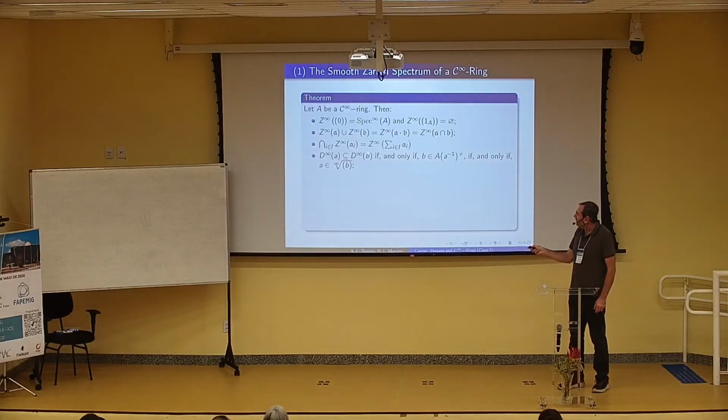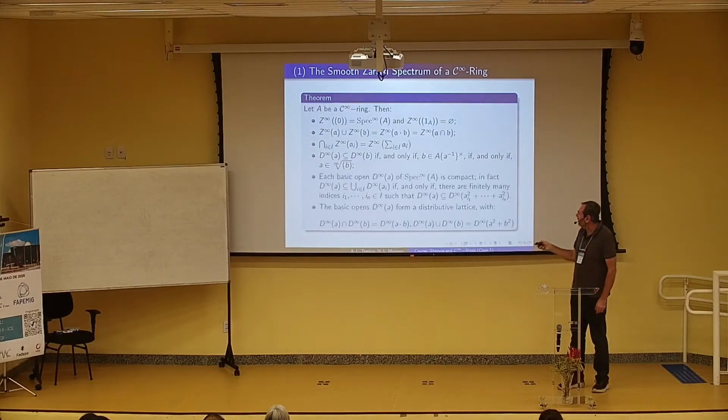Essa inclusão, como acontece no caso da álgebra comutativa, também é caracterizada em termos de radical. Se P é tal que A não pertence a P, então P é tal que B não pertence a P. Isso equivale a dizer que A está no radical infinito de B. Tá? E isso também está ligado com a inversão. De fato, esses D de A são o conjunto mais natural de abertos básicos da topologia desse espaço, desse conjunto.